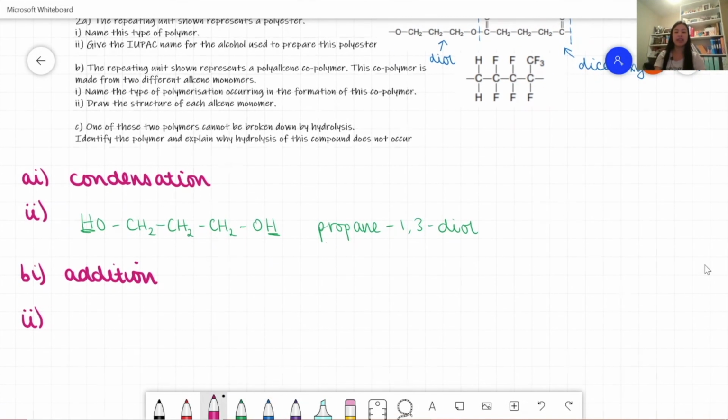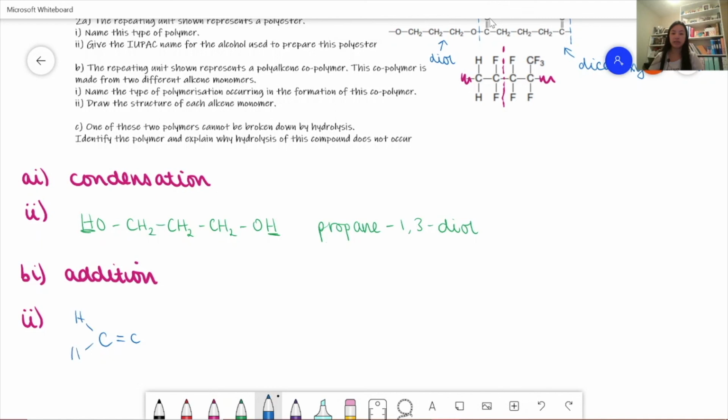And then for 2, draw the structure of each alkene monomer. So what we do here is we split it up, and then we get rid of these bonds here and form double bonds instead. And what we get is carbon double bonded to a carbon, and then we have hydrogen, another hydrogen, a fluorine, and another fluorine. So this is one of the monomers, and the second monomer would be carbon double bonded to a carbon, and then we have two fluorines on this carbon, a CF3 on this carbon, and a fluorine. And so these are two alkene monomers.